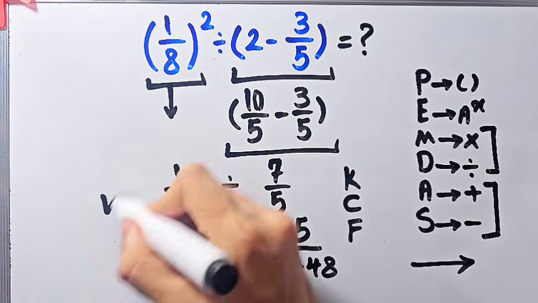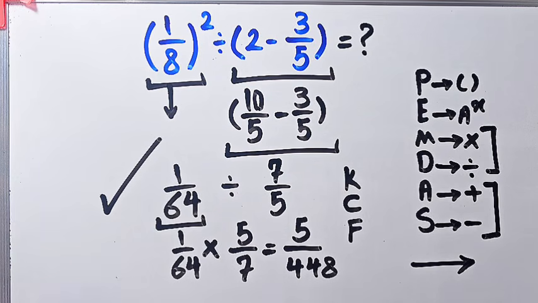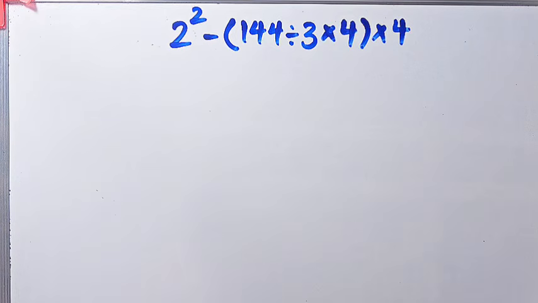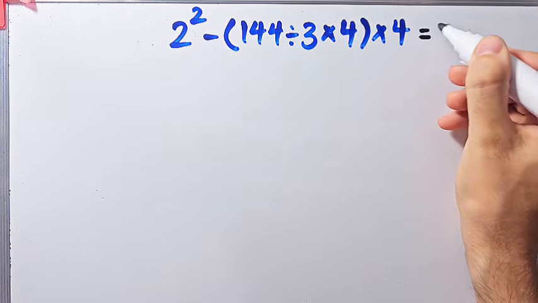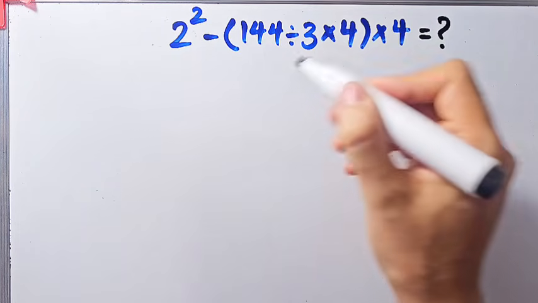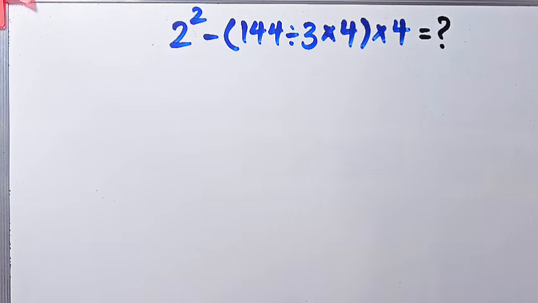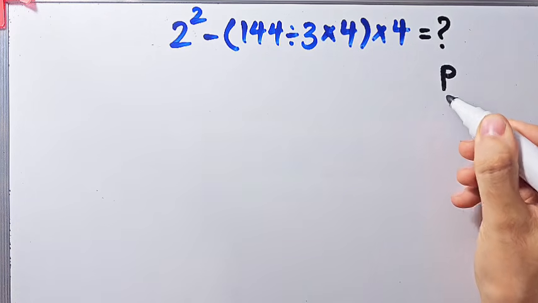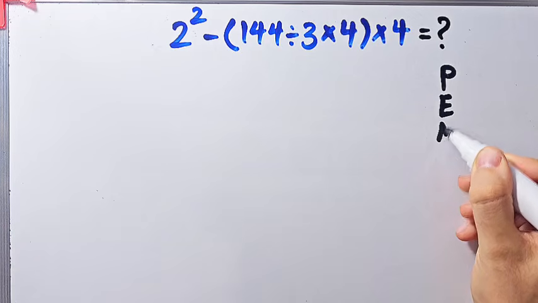Okay guys, let's solve another question about PEMDAS rule. 2 to the power of 2 minus open parentheses 144 divided by 3 times 4 close parentheses then times 4. What is the answer of this question? In this question we have exponents, subtraction, parentheses, division and multiplication. Again, to solve this question, we need to follow the order of operations, which is PEMDAS.